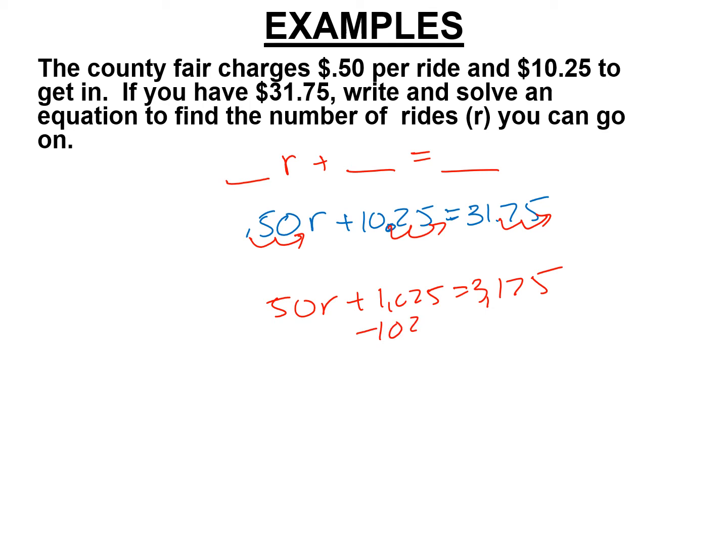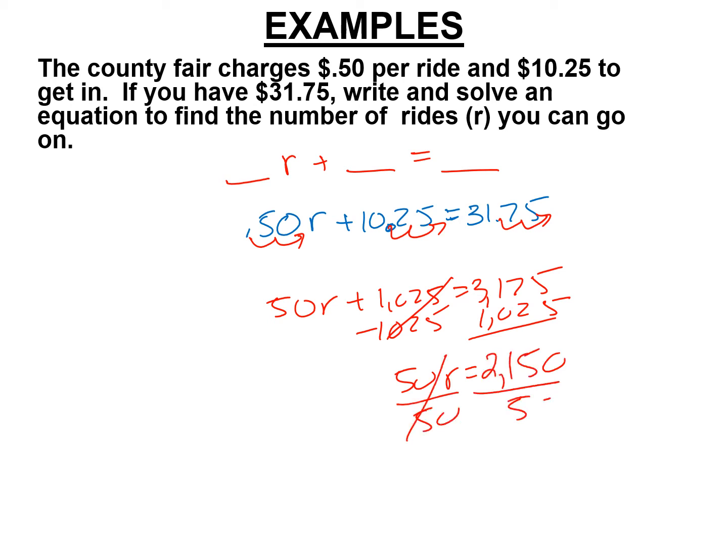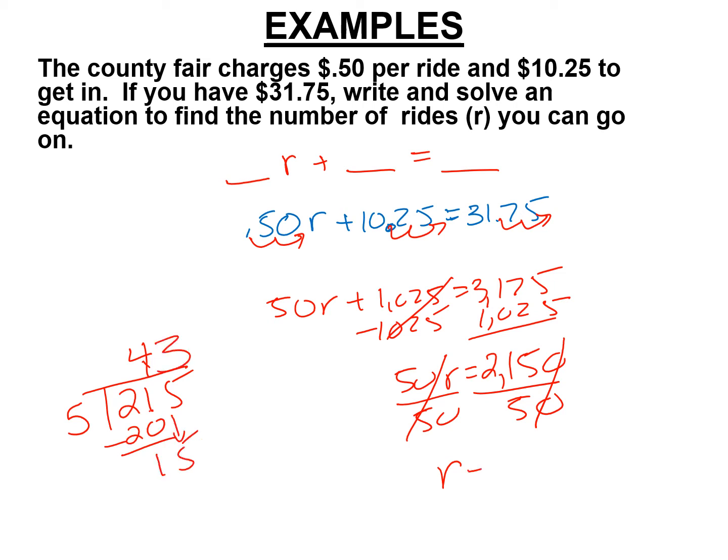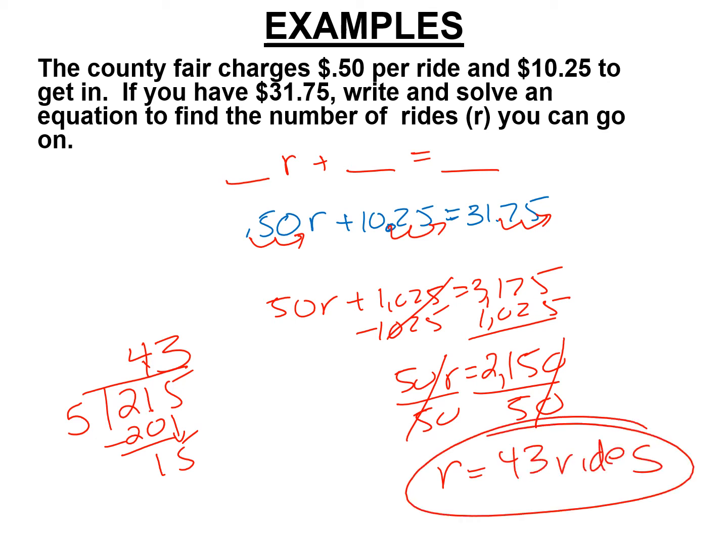We're going to subtract 1,025 from both sides. You get 50R equals 2,150. Divide both sides by 50. Because you get to cross out the zeros here, you have to do 215 divided by 5. Well, 5 times 4 is 20. The 4 goes above the 1. Bring down the 5. 5 into 15 is 3, so you get 43 rides. Now, in reality, we're getting this ridiculously high number there because in reality, 50 cents is ridiculously cheap for rides. Okay.